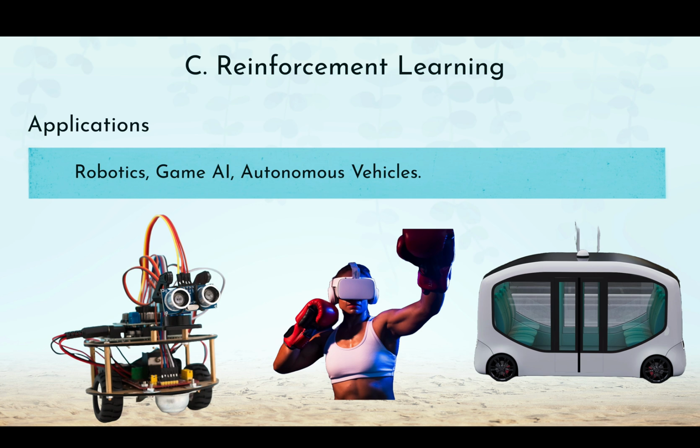In game AI, reinforcement learning is used to train agents that can make strategy decisions in complex games such as chess or video games by learning from trial and error to develop winning strategies. In autonomous vehicles, reinforcement learning helps self-driving cars make decisions about navigation, obstacle avoidance, and speed control by interacting with their environment and optimizing driving performance over time. These applications highlight the power of reinforcement learning in dynamic and complex environments.